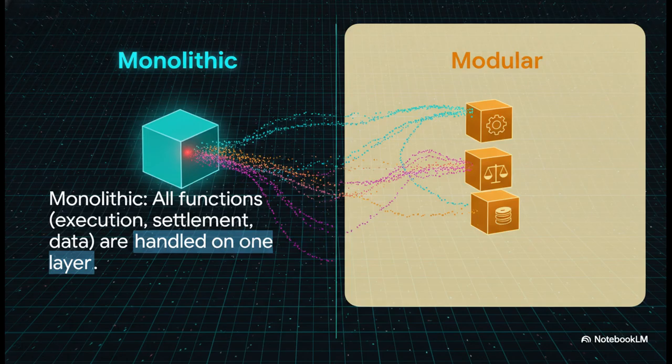Now, the modular approach, which projects like Celestia are really pushing, is totally different. It splits up the jobs. It's like having a specialized crew for each task. One for execution, one for settlement, one for data. And when you do that, you can get these incredible gains in speed and flexibility. So yeah, the choice is basically between an all-in-one powerhouse or a highly efficient team of specialists.